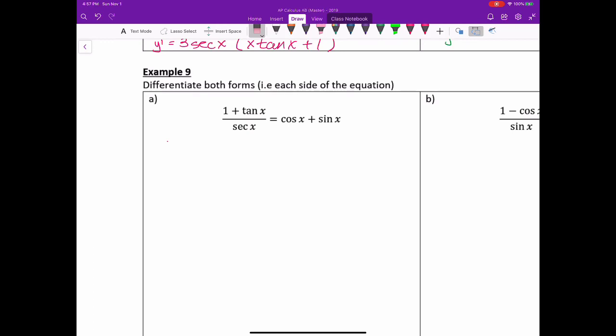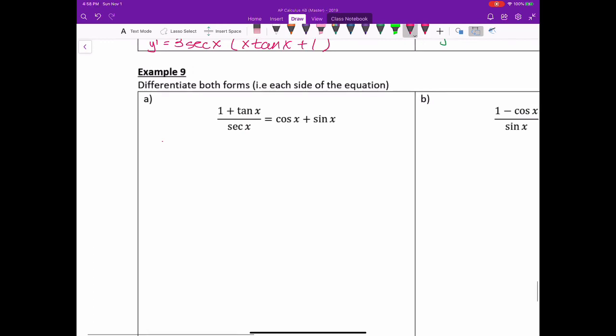So in this case, I'm going to start with the left side. And I'm going to write small because I know this is going to take up a lot of room. So here, d dx of 1 plus tangent of x over secant of x. So I'll start with the quotient rule. So that's secant of x.